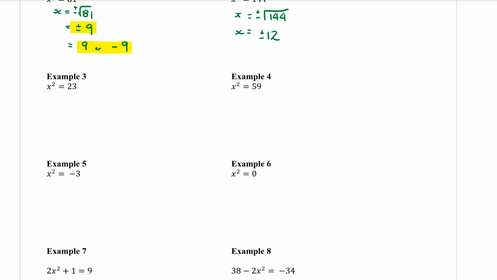Example 3. To get rid of that squared, I need to square root the 23 with a plus or minus. What is the square root of 23? Yeah, so it's 4.7. There's probably some other decimal places there as well. If the number does not square root nicely, if you don't get a whole number, then leave it exactly like that. Don't go to a decimal. So that is the answer, plus or minus square root of 23. Done.